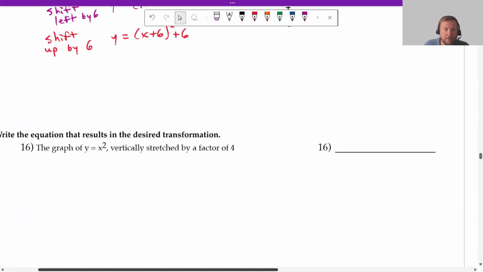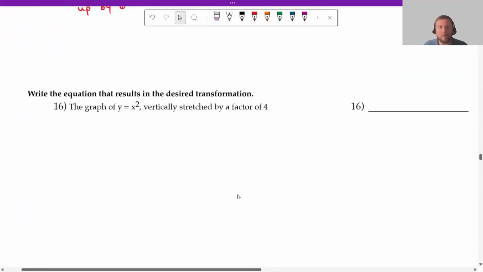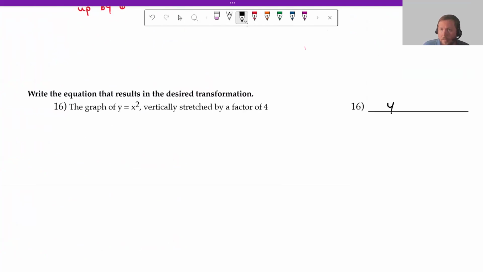Next, write an equation that results in the desired transformation. We have y equals x squared, and it says vertically stretched by a factor of 4. So if it's being vertically stretched, that's when we just multiply the outside. And that's it. So it's just 4x squared.